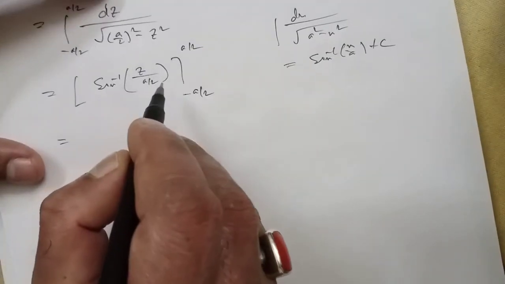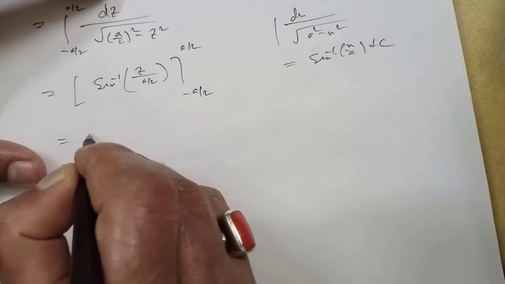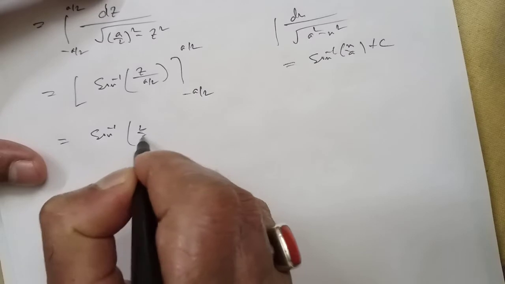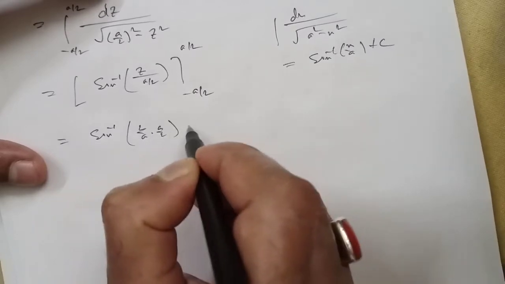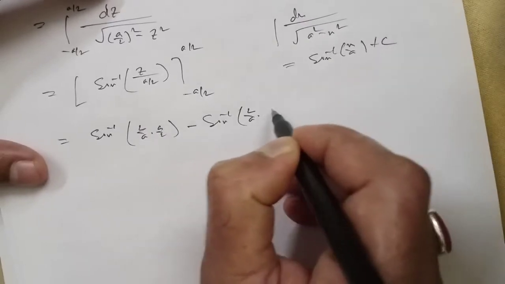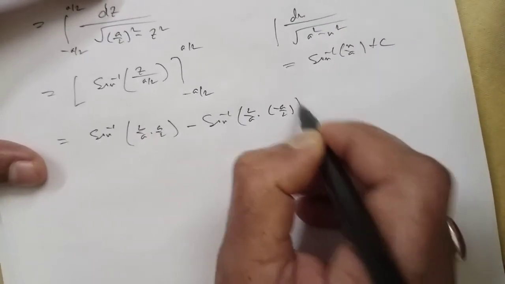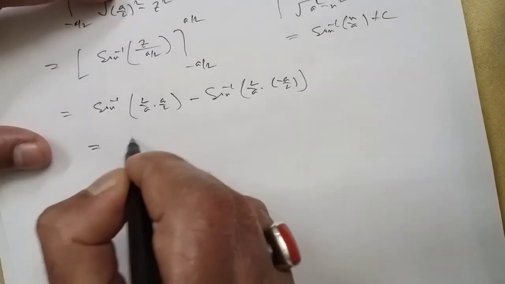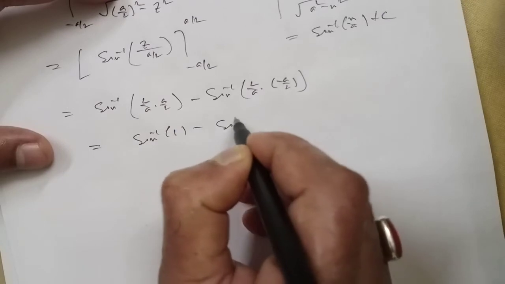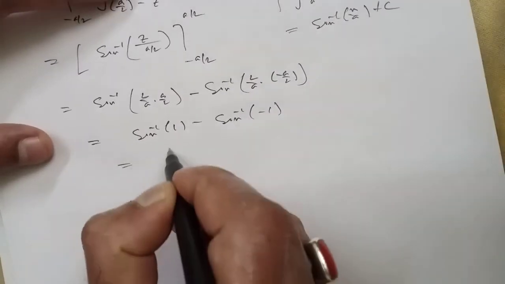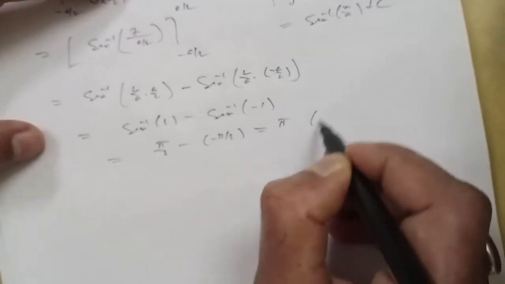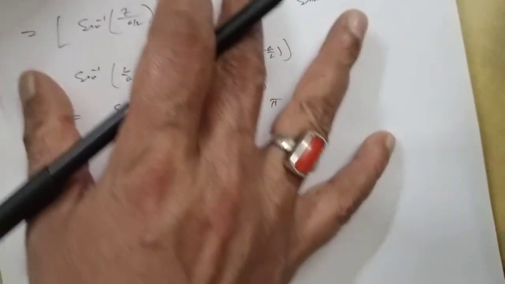This is actually 2z by a. Put a by 2 here. So you get sine inverse of 2 by a into a by 2 minus sine inverse of 2 by a into minus a by 2. So this is sine inverse of 1 and this is sine inverse of minus 1. So this is pi by 2 and this is minus pi by 2. So finally you get pi as answer. Okay.